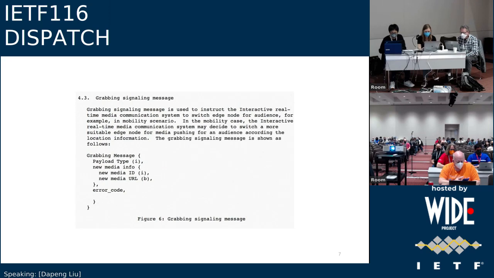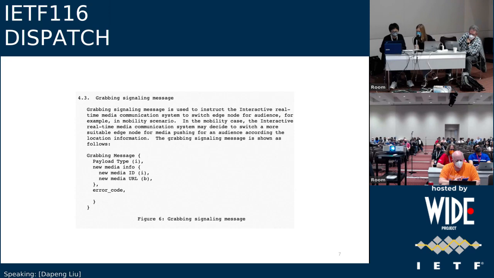It's the grabbing signaling message. This one, as introduced previously, is used for some scenarios, for example, in mobility scenarios, to switch to a better edge node or a better link. For this message, it has a payload type and a new media info structure, which has a media ID and also a media URL. It also contains an error code, which indicates the reason why this happens, for example, it may be caused by mobility or other reasons.